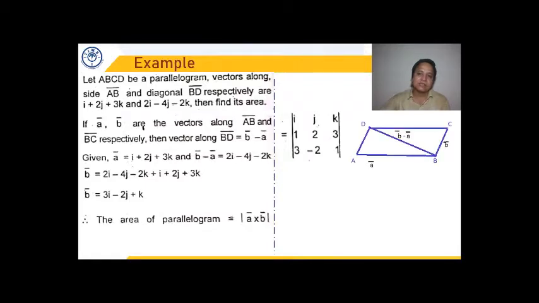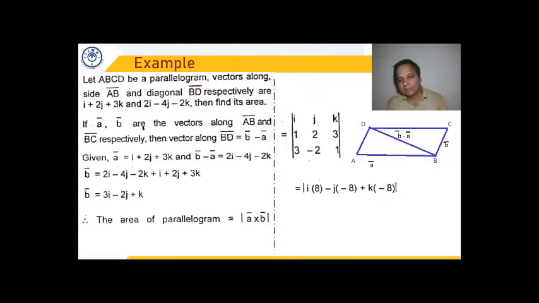So we write them as, this is the diagram drawn. Vector AB is A, BC is B, BC is parallel to AD and BD diagonal is given as B minus A. These two are given to us. So when we add these two, B minus A plus A, we get directly B value, vector B. We had the value of A also. Now we are finding the area of the parallelogram. We are expanding along the first row.